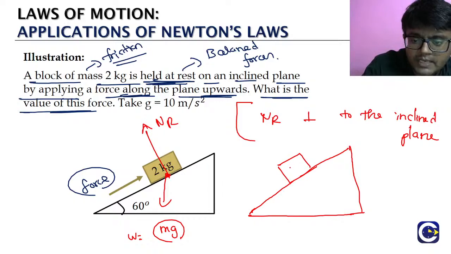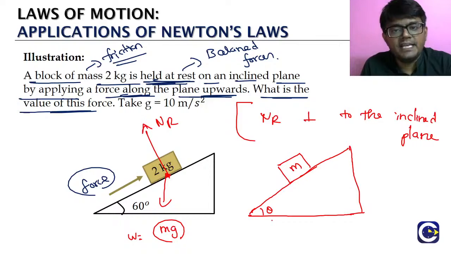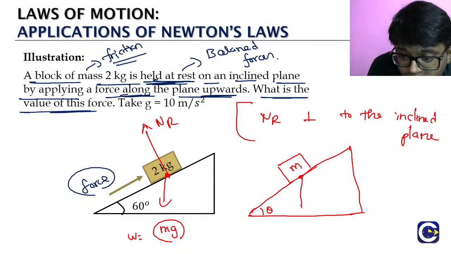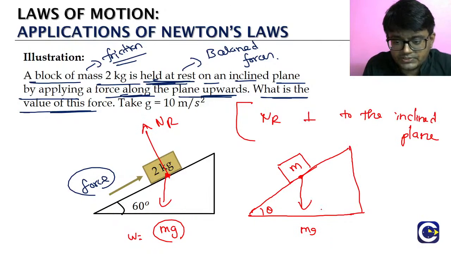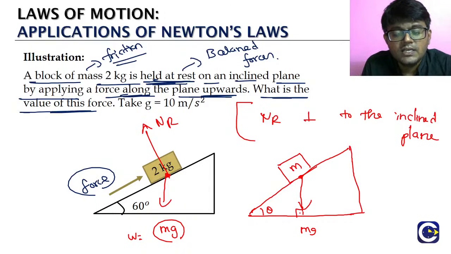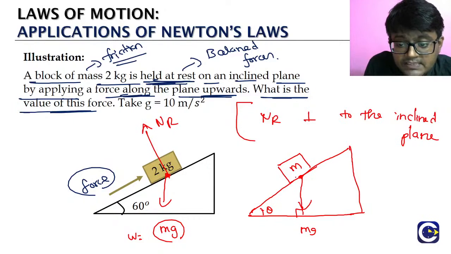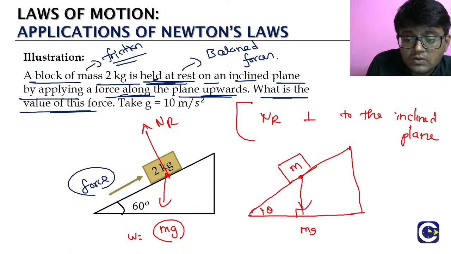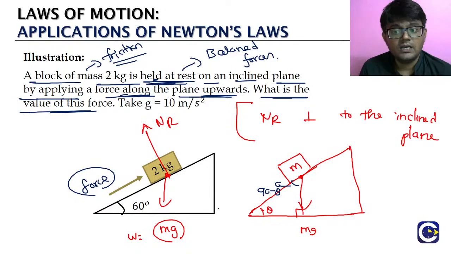Let's say this is the block. The angle of the inclined plane is theta. How will the weight be acting? Vertically downwards, right? Weight is vertically downwards. If you complete this triangle, it will be a right angle triangle. So this is theta, which means in a right angle triangle, if one angle is theta, what will the other angle be? 90 minus theta, right?